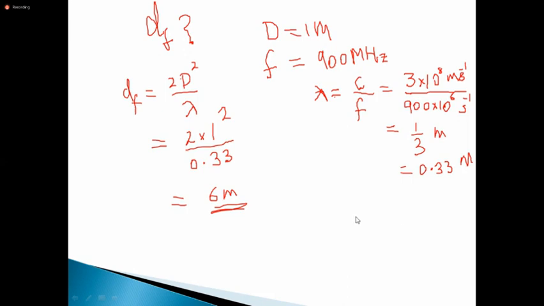Far field distance is 6 meters. So that's what it says. Okay, 6 meters away from the antenna is where the free space equation is valid.